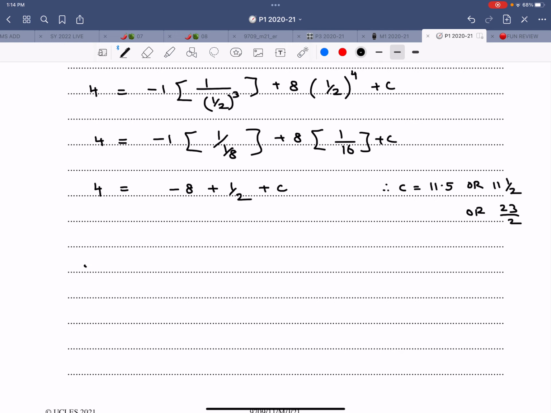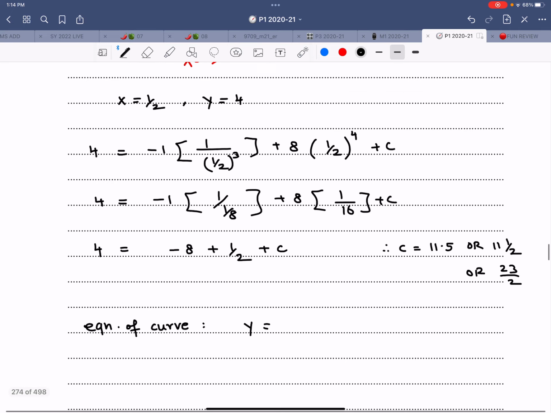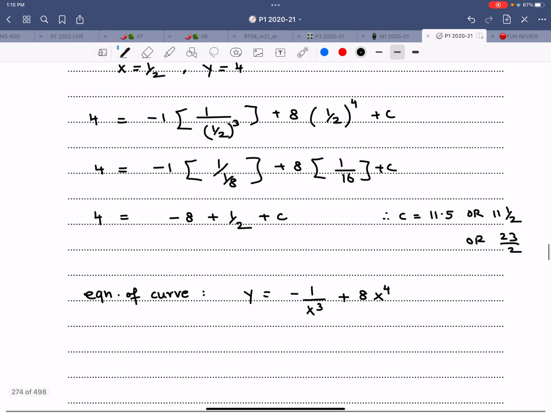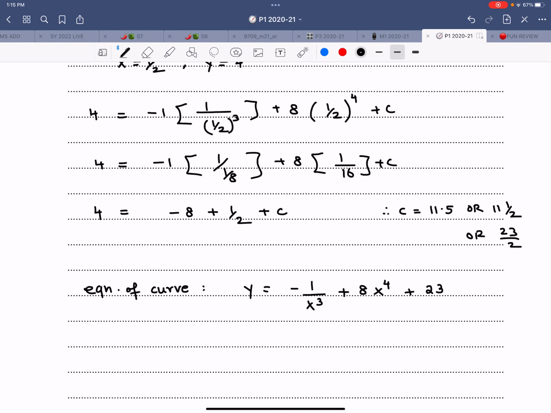So therefore, final answer, that is the equation of the curve: y equals minus 1 over x cubed plus 8x to the power 4 plus 23 over 2. Let me write it properly, and that's what you should do in the exam also. And the constant of integration I have written in the fractional form, which is 23 over 2. So this is the final answer for this particular question.